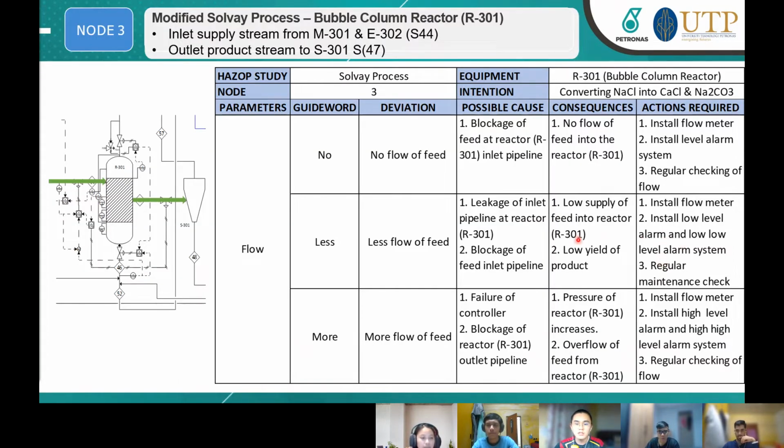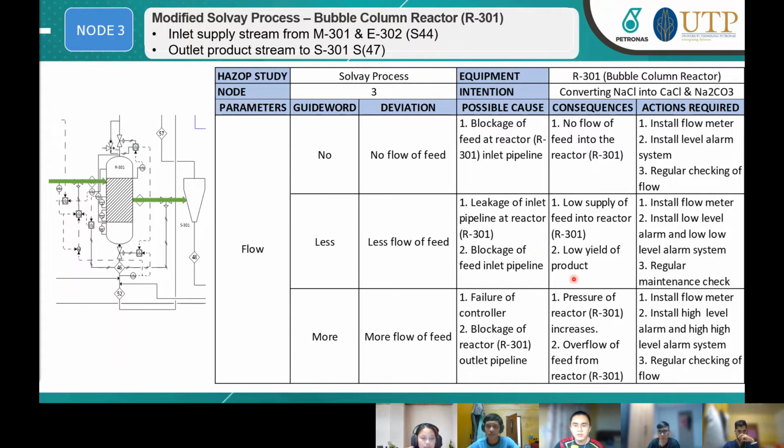Next. Here is an example of the hazard study, which is done based on the Note 3 reactor in Solvay process. In terms of flow, there are 3 possible scenarios. There will be no flow, less flow, and more flow. Each deviation will be caused by either leakage, blockage of pipeline, or failure of controller, and lead to a low yield of product. And if flow is less, an overpressure may occur if the overflow occurs.